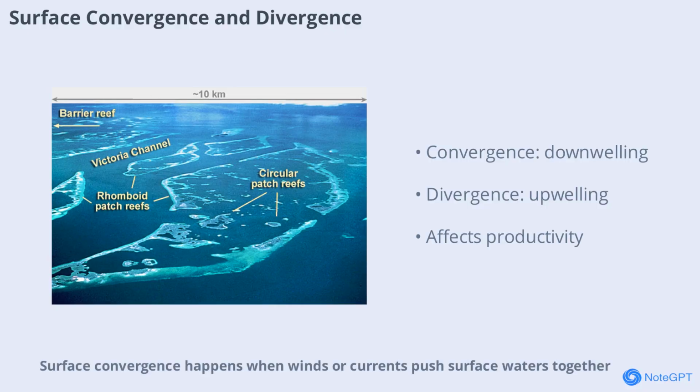Surface convergence happens when winds or currents push surface waters together, causing water to pile up and sink, a process called downwelling. This brings oxygen to deeper ocean layers but reduces surface productivity. Surface divergence is the opposite. Winds or currents pull surface waters apart, creating a gap that's filled by rising deep water, or upwelling. Upwelling zones are rich in nutrients and support abundant marine life. These processes are especially important in the centers of ocean gyres and along western continental coasts.